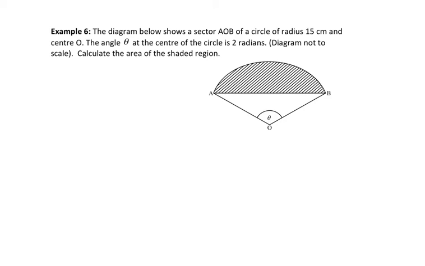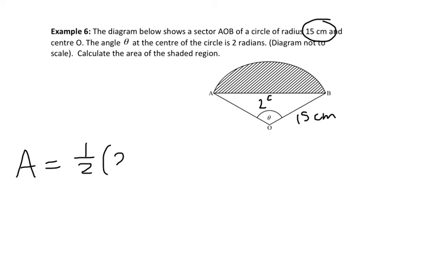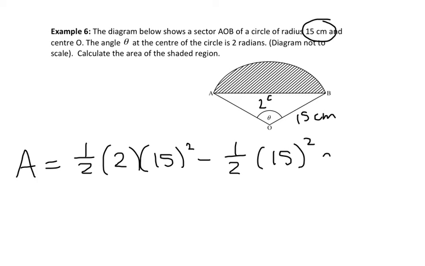Okay, so radius 15 centimeters, and center O, the angle at the center is 2 radians. Diagram's not to scale. Okay, this is just like the one before. So we're going to have area is equal to the area of the sector, that's going to be a half angle, r squared, minus the area of the triangle, that's half of AB, which is the same, sine of 2. And again, we're in radians, so make sure you're in radian mode when you put this in your calculator.